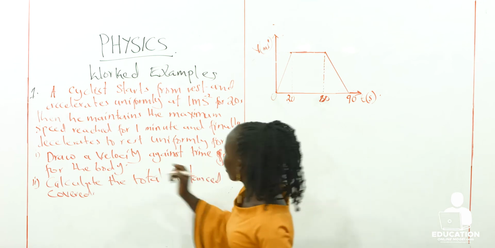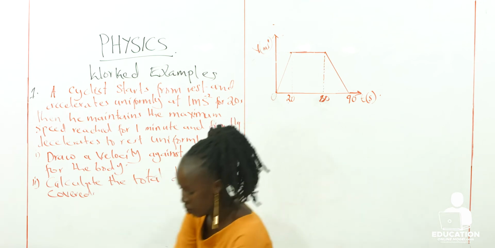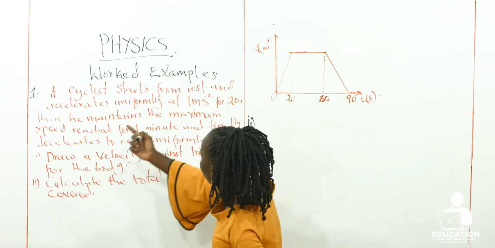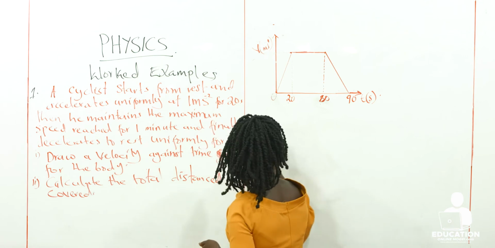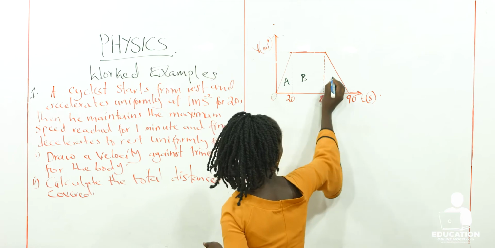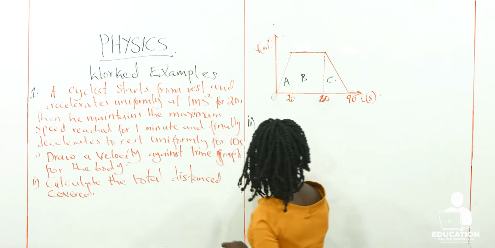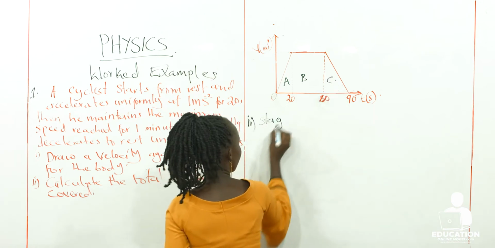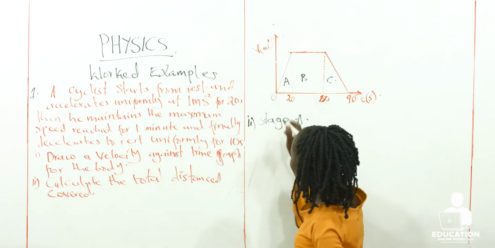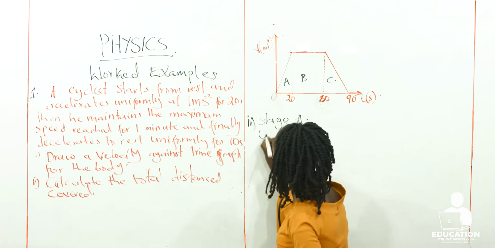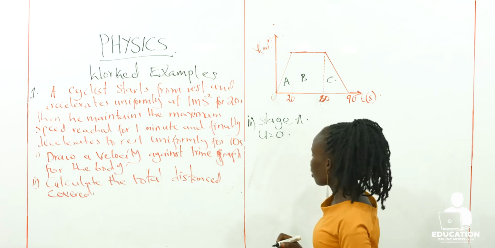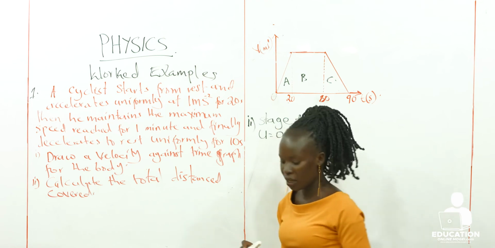So in our question, they are saying, we try now to summarize again the question. A cyclist starts from rest. That means that, let's give this one A, this stage here is B, and then this is C. We are taking stage A. What happens with stage A is, it started from rest. That means your initial velocity is equals to what? 0.